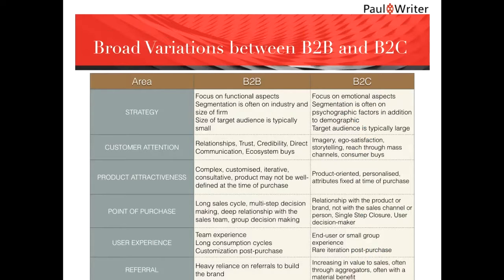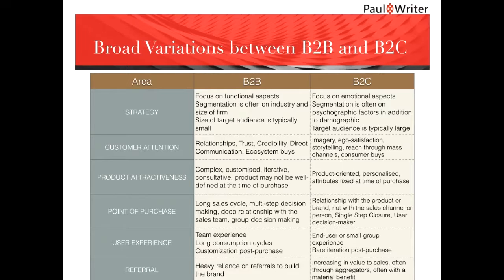And again, if you talk about the broad variations between B2B and B2C, from a strategy perspective also, there would be little differences. For example, in B2B, we may focus more on functional aspects, whereas B2C is on emotional aspects. The customer attention in B2B tends to be more about relationship and trust, whereas in B2C, often storytelling, the imagery, the ego, all of that comes into play. Though, of course, ego also comes into play in B2B, but in a slightly different way, because it's a group buying as opposed to an individual purchase.